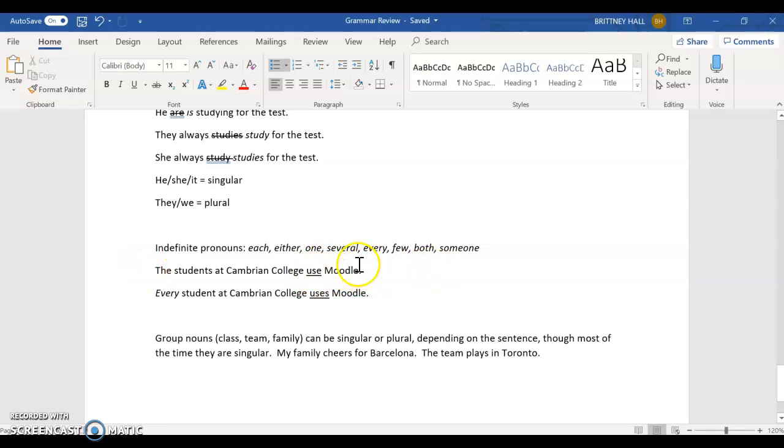That's fine. However, instead of saying the students, if you decide to say all of them and you say every student, even though your phrase every student means it's a large group of people, as soon as you add that word every or any of these indefinite pronouns, it's changing it to a singular. Every student uses Moodle. So pay attention to those indefinite pronouns and make sure that if you have one in your sentence, your verb reflects that correctly.